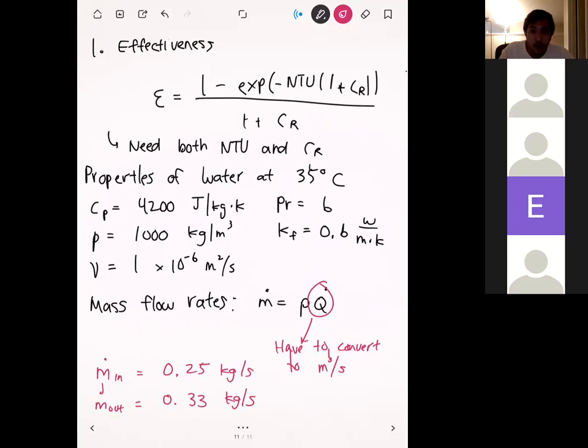All right. Any questions on this? Okay. And so now that we have these mass flow rates, we can compute CR, right? Because CR is nothing more than just the ratio between the minimum m dot CP and the maximum m dot CP. Okay.